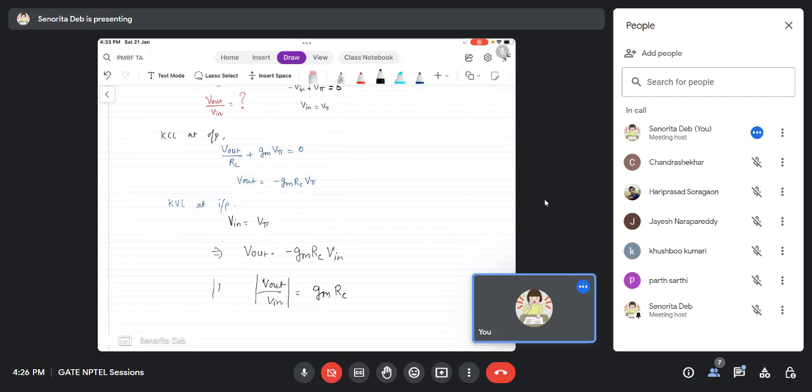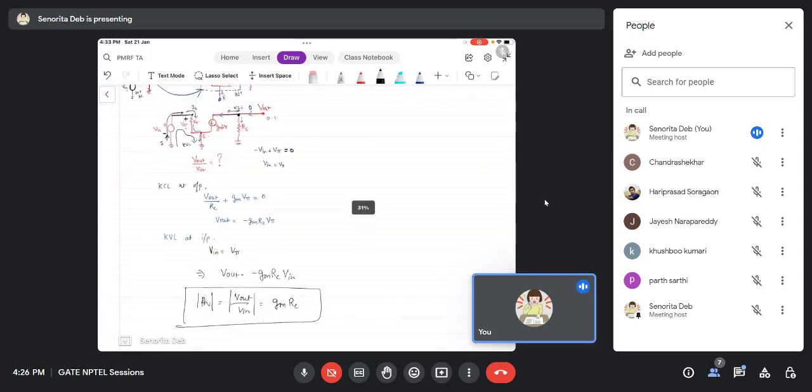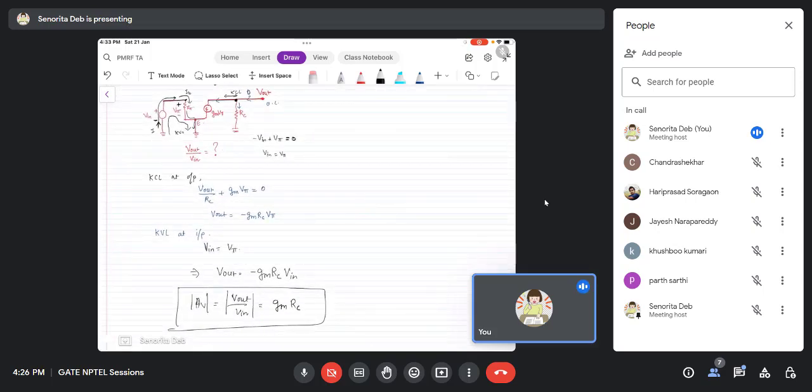This is the voltage gain. So is it clear? Please respond. Is it clear? I understand that for many of you it might be a very childlike thing, but for others who don't know, I just wanted everything to be clear. Okay, so this is how you apply.